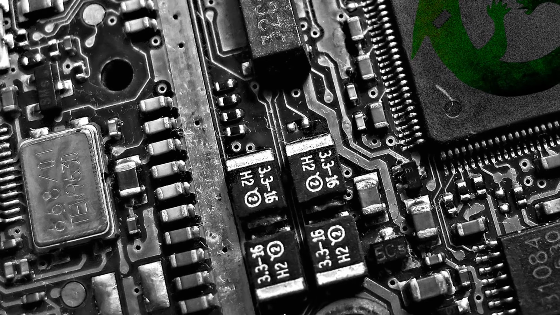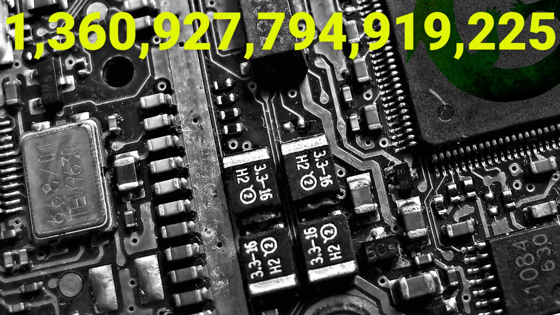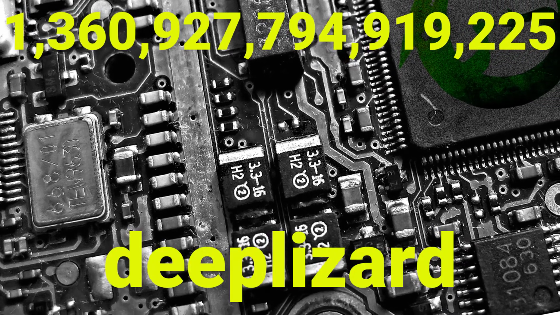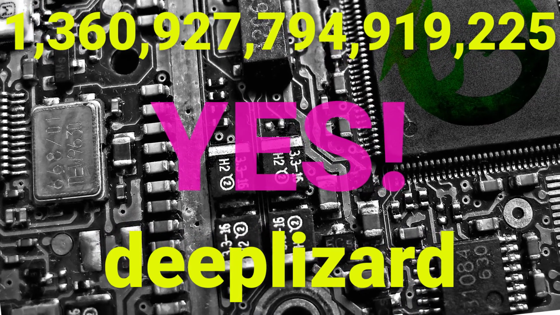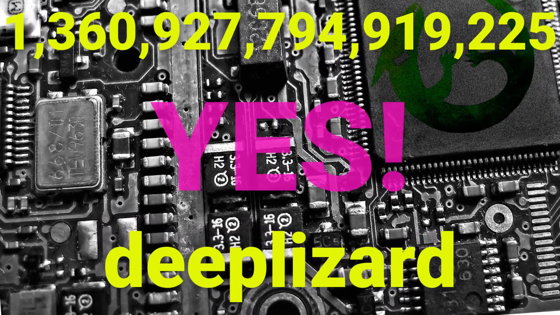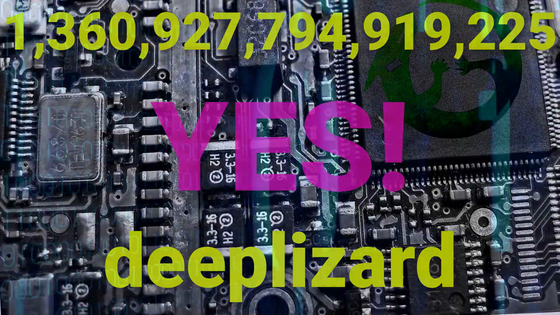1,360,000,000,000 and some change. This number is written like this in base 36. Yes, everyone's name is also a number in some base, of course. Let's check this out.